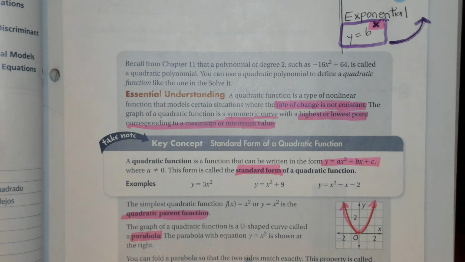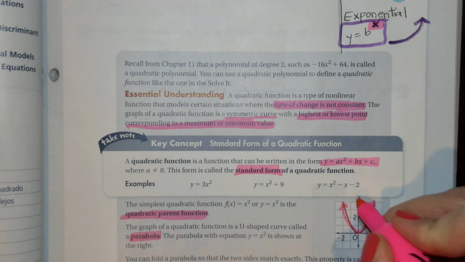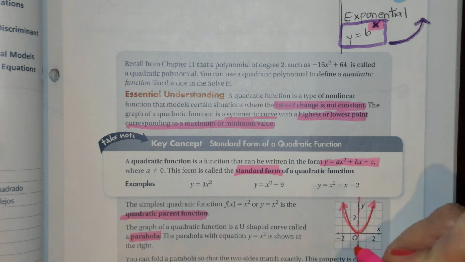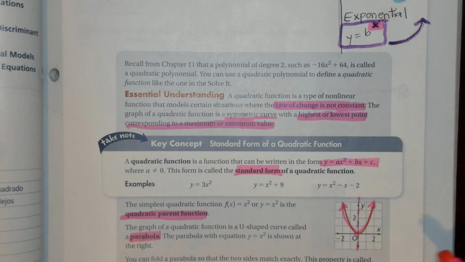It's like you can fold it so that the two sides match exactly, and it's called symmetry. The fold or line that divides the parabola into two matching halves is called the axis of symmetry. So it basically is a vertical line that goes straight down through the vertex. The vertex is the lowest point, or if it's flipped around, it's the highest point.